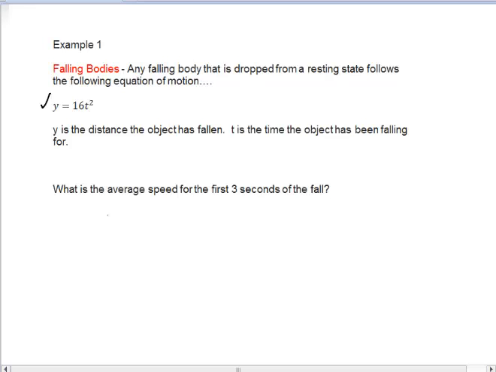That means we want to find out how far it fell in the first 3 seconds and find that average rate of change. So it's basically finding the position at 3 and subtracting from it the position at 0, and then dividing by the time that it was traveling. Average rate of change, as you should know, is also known as just the slope between points.